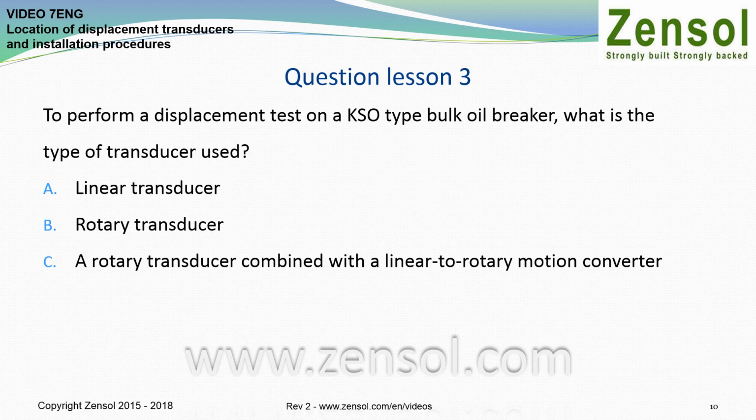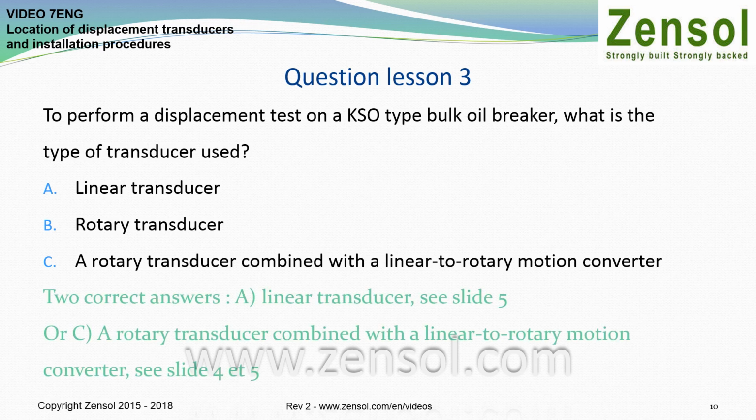Question Lesson 3. To perform a displacement test on a KSO-type all-coil breaker, what is the type of transducer used? A. Linear transducer. B. Rotary transducer. C. A rotary transducer combined with a linear to rotary motion converter. The answers are A, linear transducer, or C, a rotary transducer combined with a linear to rotary motion converter.